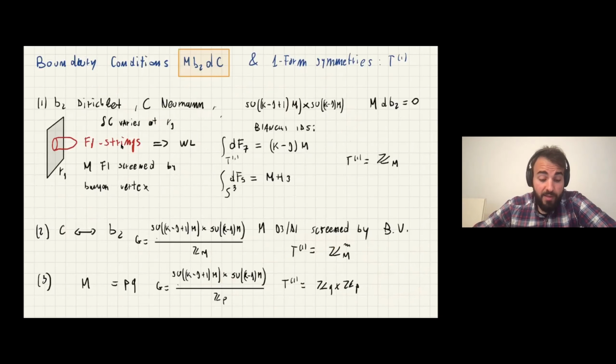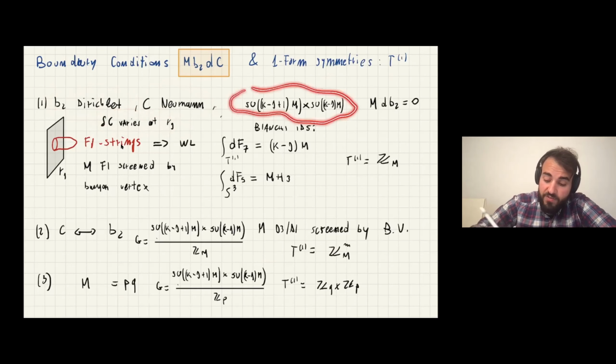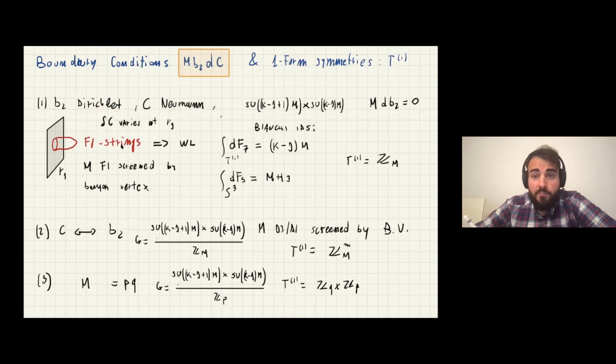Okay, so let's analyze the first coupling. And the first coupling is very important because it will tell us about the global structure of the dual field theory. And in particular, by studying the possible boundary conditions, we can really see the global structure of these dual field theories and the relation to one-form symmetries. So for example, the first boundary condition would be B2 Dirichlet at the boundary, and C Neumann. So this means that C is free to vary at each slice. And the dual theory now has gauge group, at each slice, SU(K-J+1)M times SU(K-J)M.